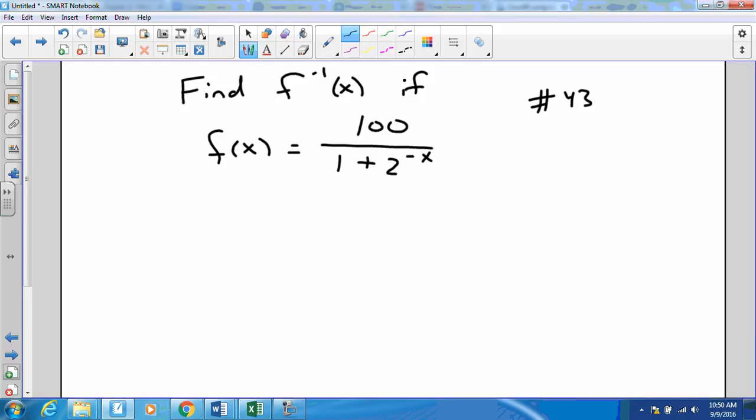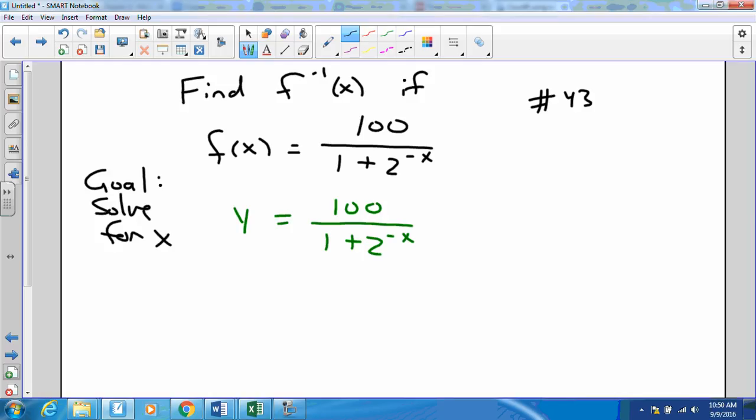And many students struggled with getting the algebra right on this one. So let's take some time to do that. If I'm trying to find f inverse, then I am going to think about it like this. I am solving for x as a function of y. So I need to first write y equals 100 over 1 plus 2 to the minus x, and my goal is to solve for x to find the inverse.